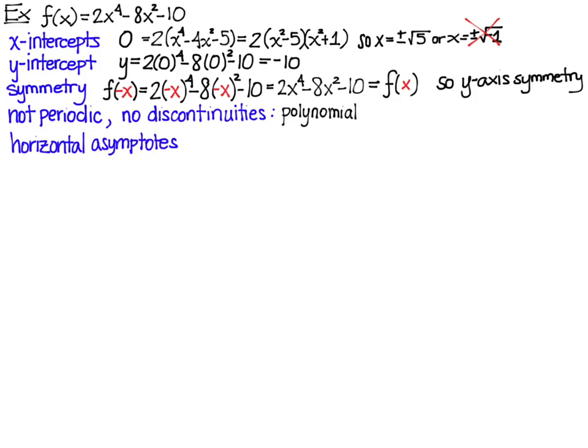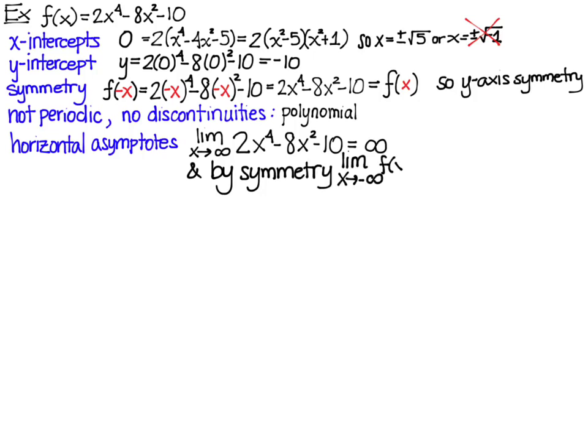To find horizontal asymptotes, we take the limit as x goes to infinity, but in this case we end up with infinity. And by symmetry, if it goes to infinity as x goes to positive infinity, then it should also go to infinity as x goes to negative infinity. The other way that we could do this, though, is actually to evaluate the limit as x goes to negative infinity. In either case, we see that we have no horizontal asymptotes.